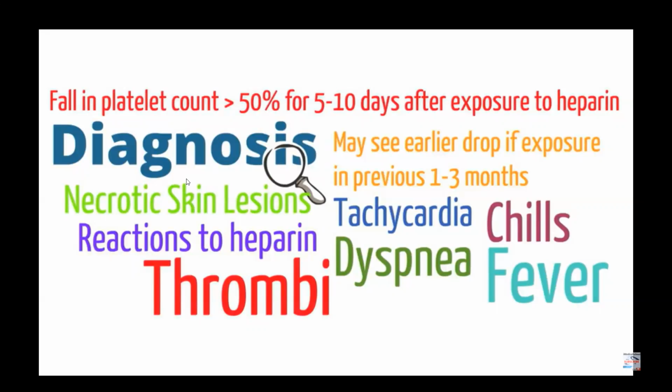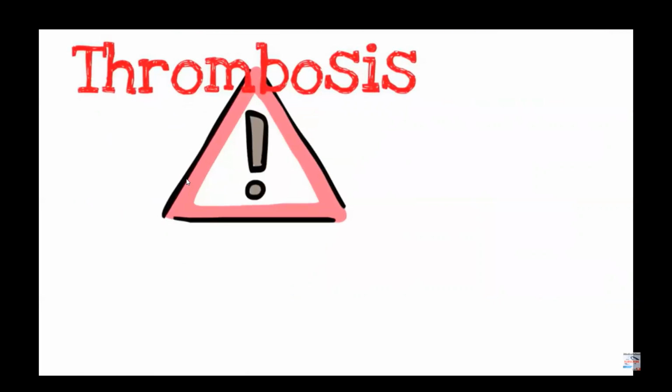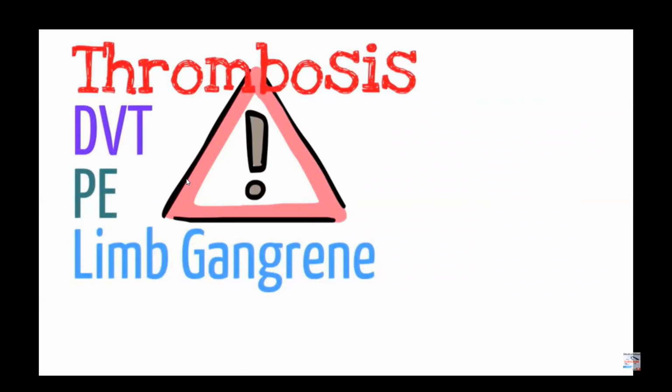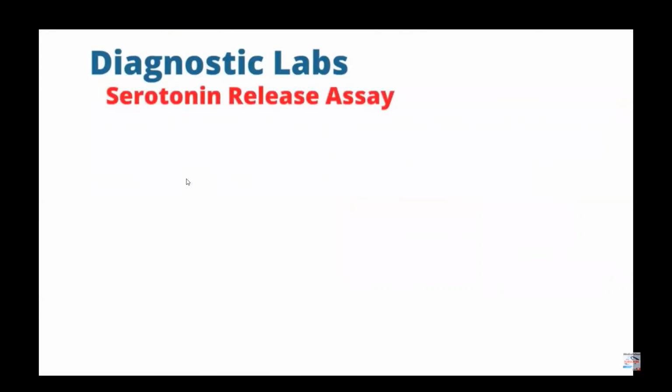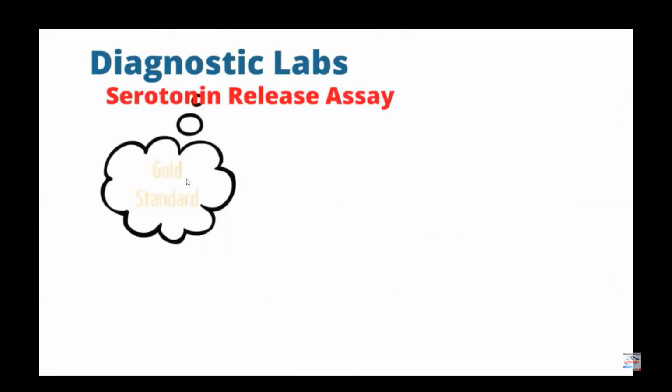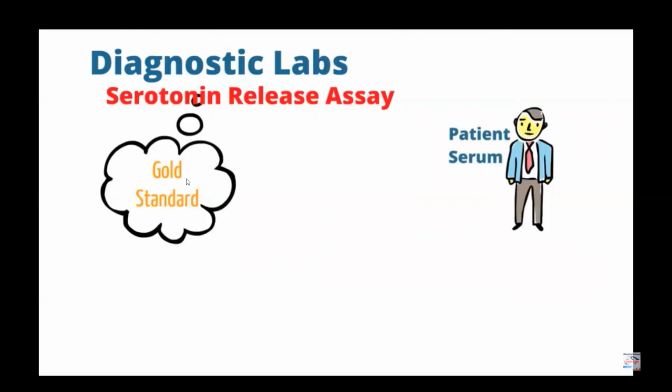Remember that patients with HIT are hypercoagulable, so thrombi can develop. Thrombi include DVTs, PEs, otherwise known as pulmonary embolisms, limb gangrene due to arterial thrombi, and finally, cerebral sinus thrombosis. The serotonin release assay is the gold standard for diagnosis of HIT type 2. The way the serotonin release assay works is that you take your patient's serum, who you suspect has HIT, and mix it with platelets that have a radio-labeled 14-carbon serotonin. When these platelets are activated, they release the serotonin with a 14-carbon radiolabel.